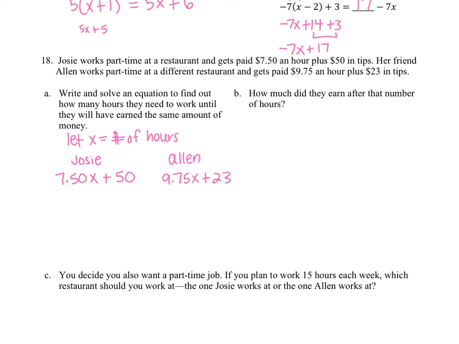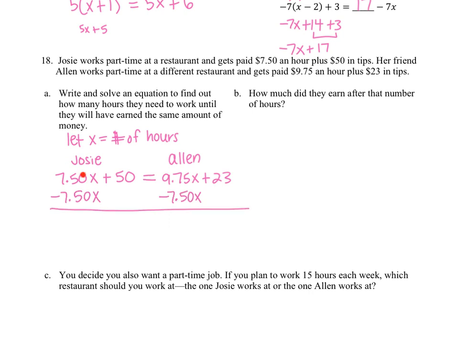only $23 in tips. So since they don't make the same amount per hour, we know this is not no solution or all real numbers, because she makes less per hour but more in tips, he makes more per hour but less in tips. So if we want to know when they're equal, remember we just set them equal, and then we can just solve that. We do have decimals in this problem, but we don't have to multiply by 100. If you want to, you can. I'm choosing not to, since it's only two numbers that have those decimals.